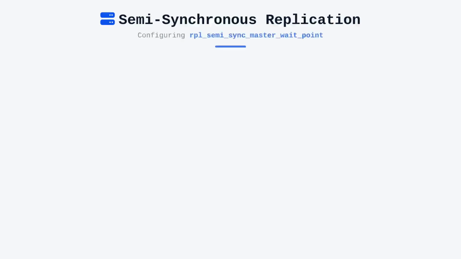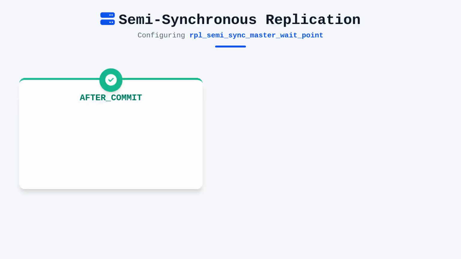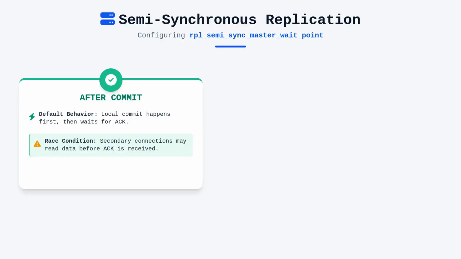The primary configuration variable for this mechanism is rpl_semi_sync_master_wait_point, which dictates exactly when the primary waits for the replica's acknowledgement. When set to after commit, the primary waits for the replica to acknowledge receipt after the transaction has been committed locally on the primary. This is the default behavior, but it introduces a subtle race condition where a secondary connection could potentially read the committed data before the acknowledgement is received, even if the primary were to crash immediately thereafter.